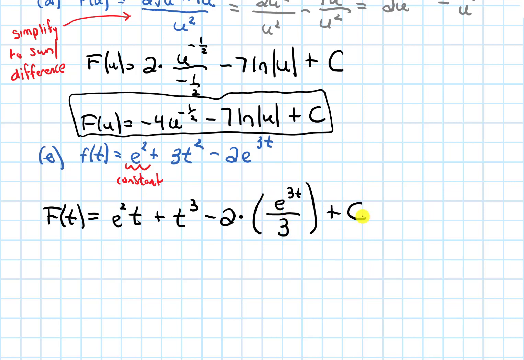And then plus c. Okay, so again, I'm putting this 3 on the bottom. We need to divide by 3 to cancel out what we get from the chain rule.